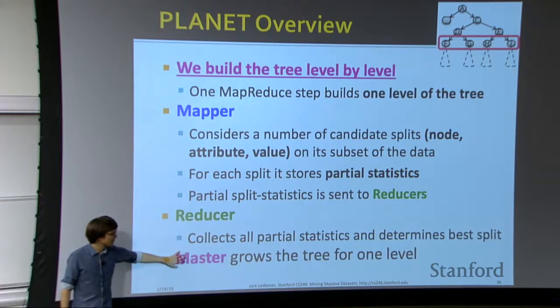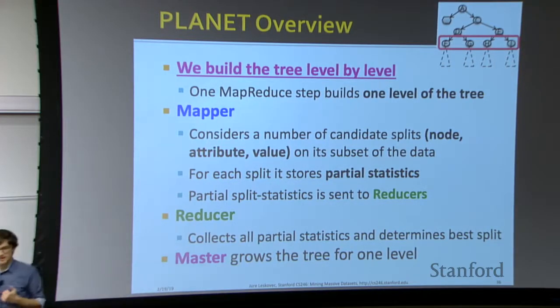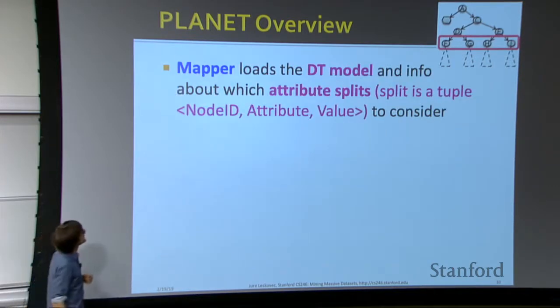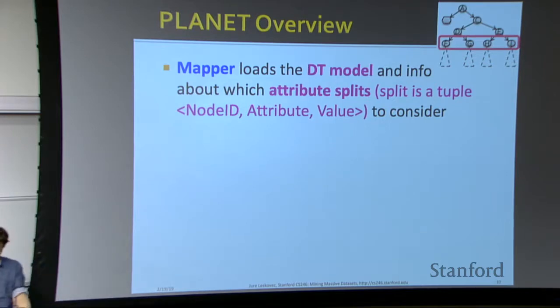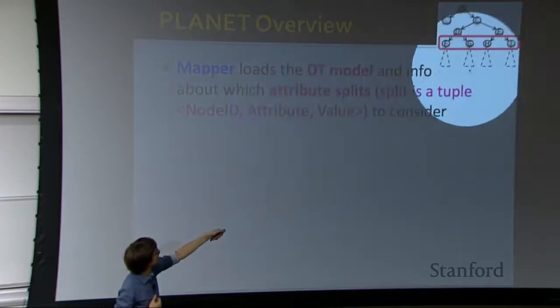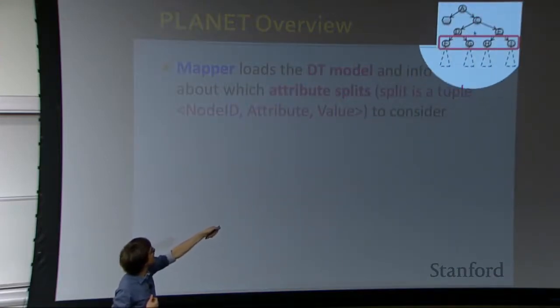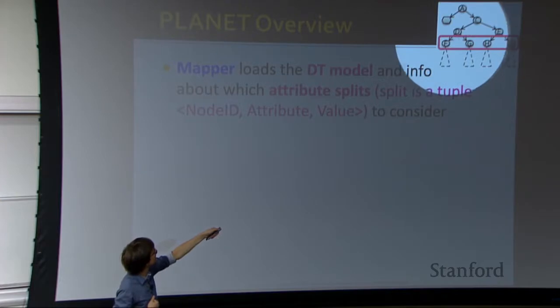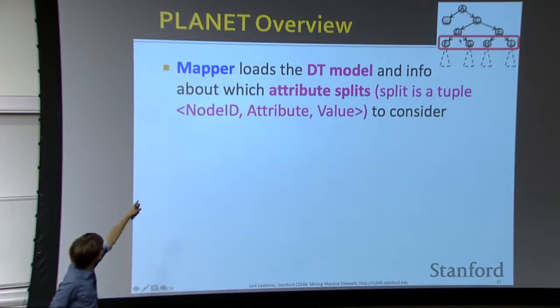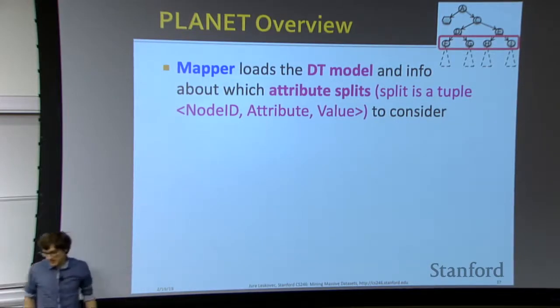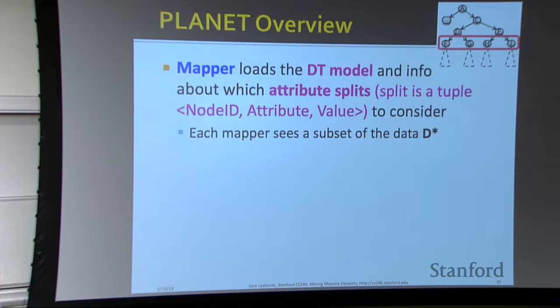And then the master collects all this and makes a decision how to grow the tree. Okay, that's the idea. Now, as I said, what does mapper do? Mapper loads the current decision tree model, like as you would have it up there, right? Imagine mapper loads this model, and mapper knows that now the trees, that F, G, H, and I need to be grown, right? So the master will generate these candidate splits, these triples, for each mapper to consider.